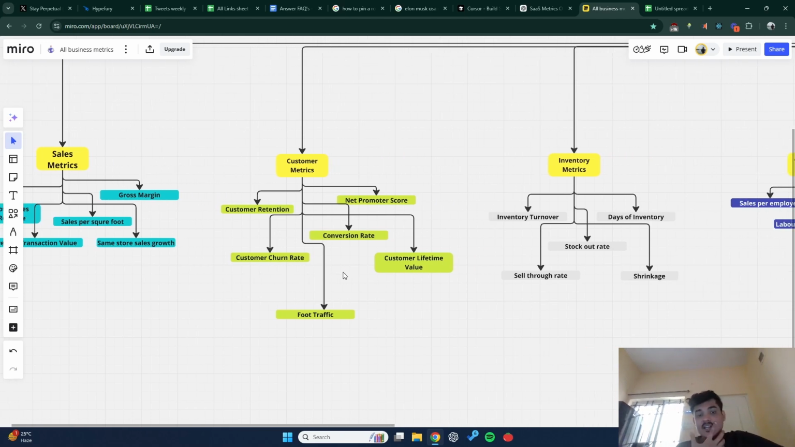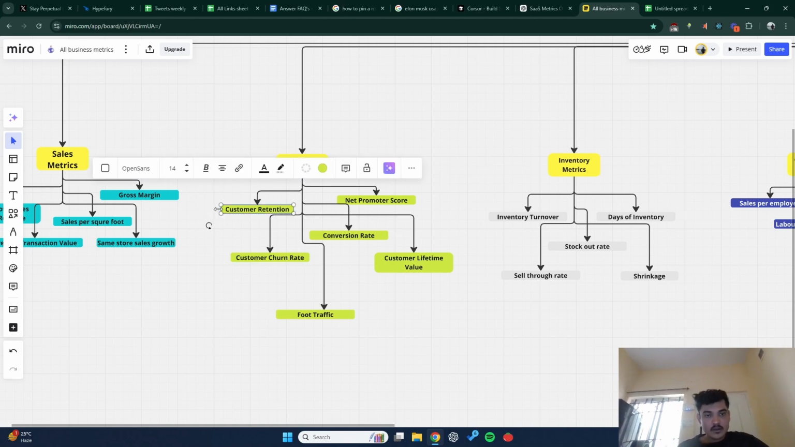Second one is customer metrics. These are very golden, because customers are the ones buying from your business. You should always have customer metrics upfront. First is customer retention rate. This would be the retention rate of your customers. I have written it down here.